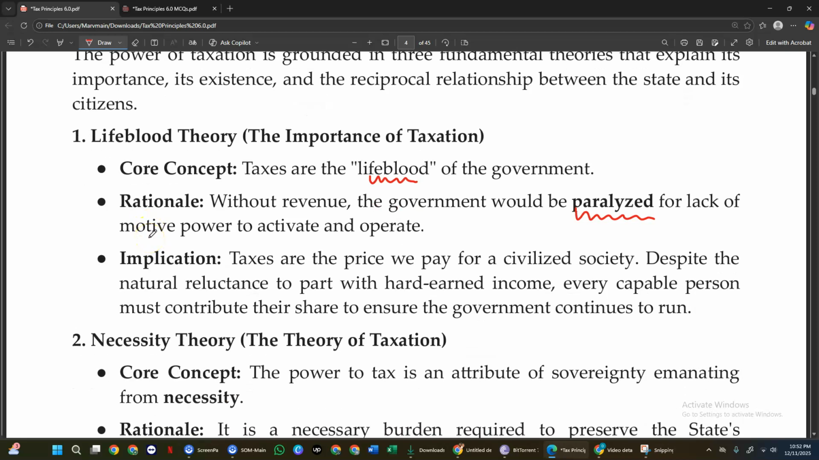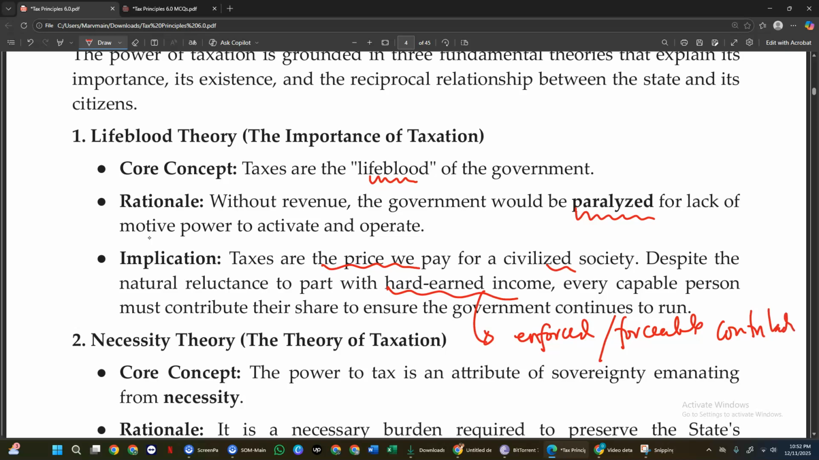So the implication is that taxes are the price we pay for civilized society, despite the natural reluctance to part with hard-earned money. So that's why it is called enforced or forcible contribution. Okay?